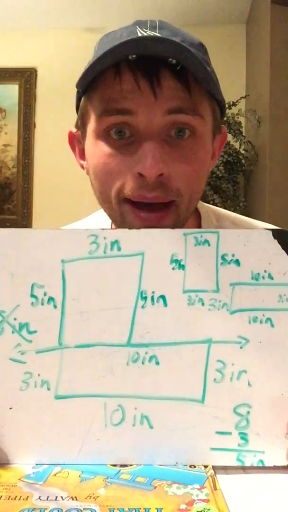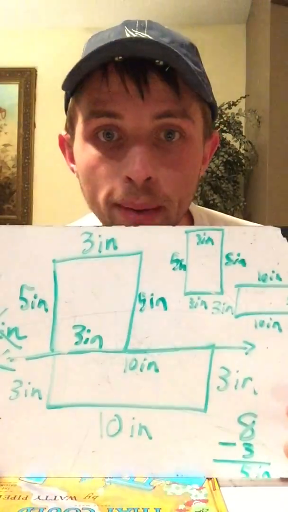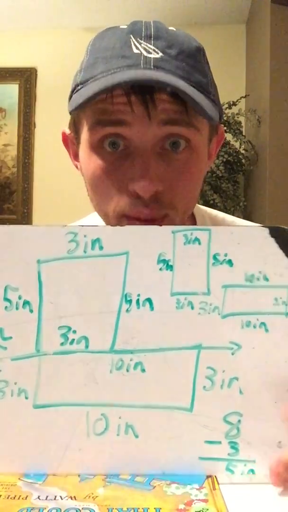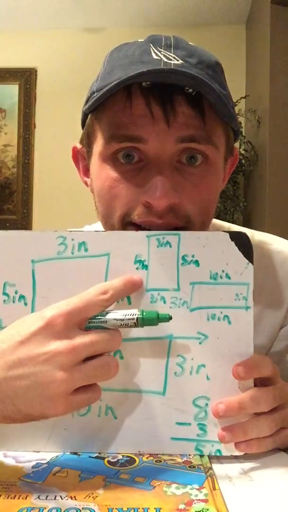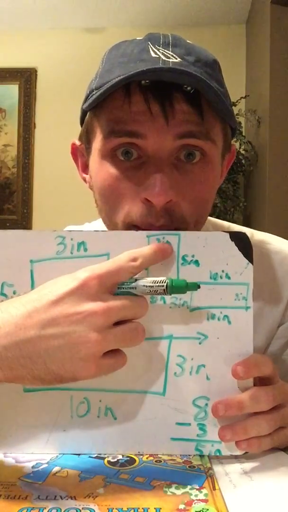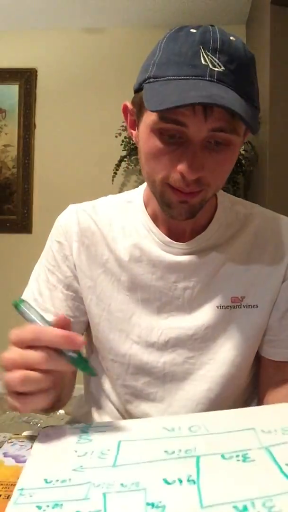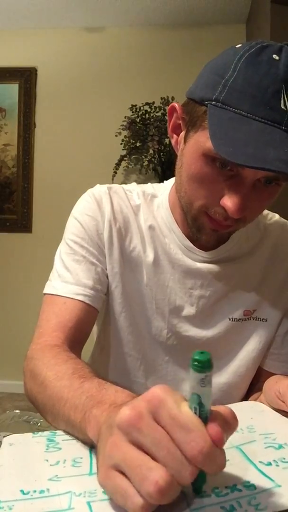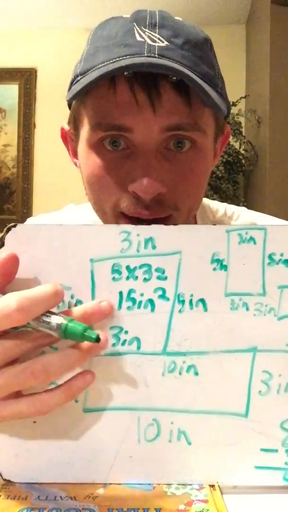Okay, do I have my dimensions for both shapes? Yes, I do. Step 3, just as normal, find the area. What is the length of this shape? 5. What is the width? 3. So I'm going to multiply 5 times 3. 5 times 3 gives me 15 inches squared, and I wrote it right here.